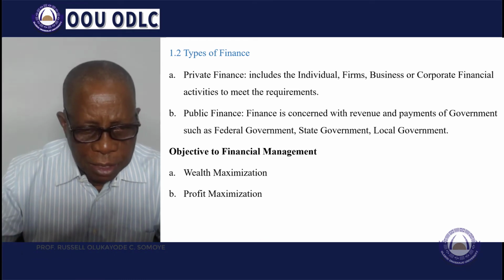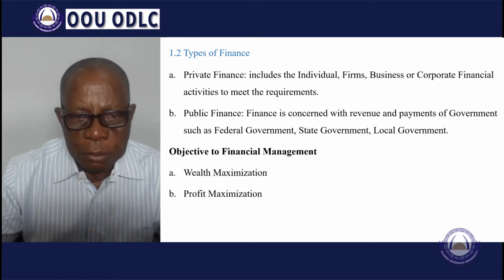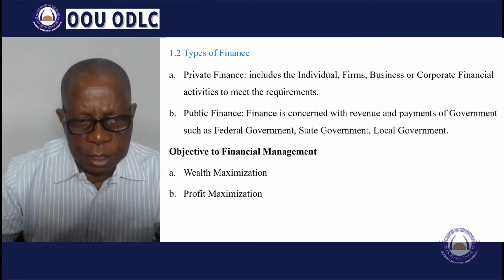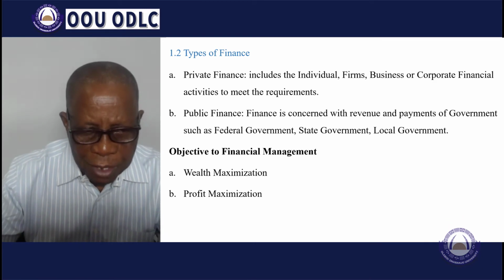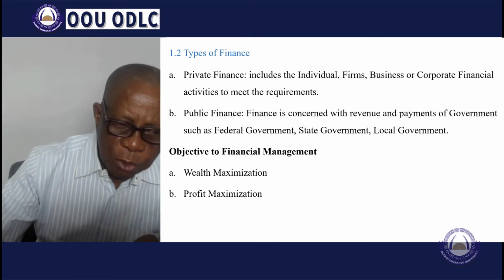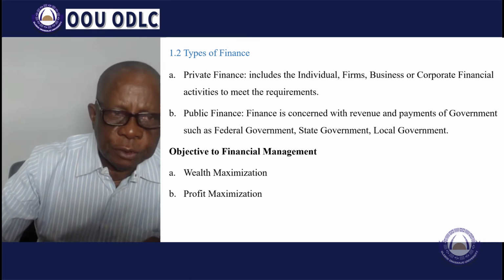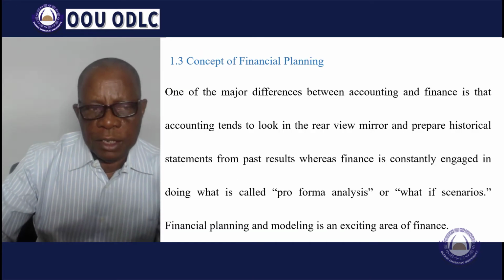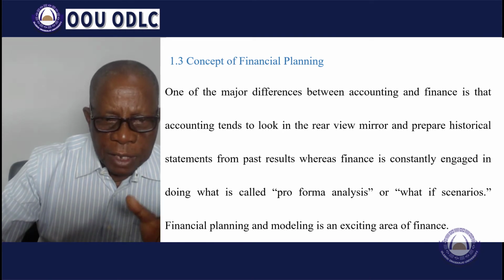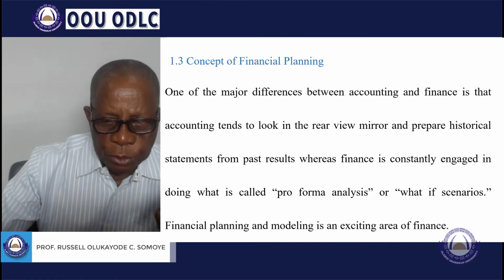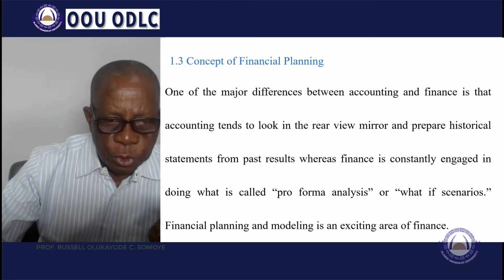What are the objectives of financial management? We have mentioned that before: wealth maximization, profit maximization. These are the key aspects that financial management drives. It drives how the firm can maximize the wealth of the firm and the shareholders can maximize their profits. We now go straight to the concept of financial planning. The major difference between the accounting subject and finance subject is that accounting looks at the financial activity of a firm from the rear view by preparing historical statements.